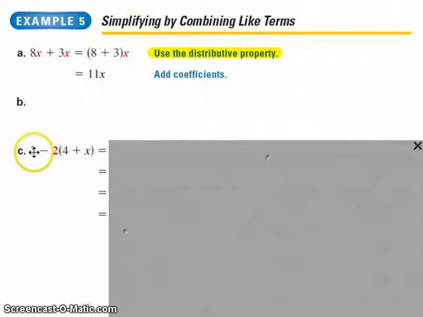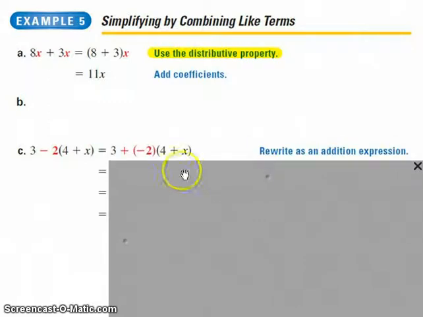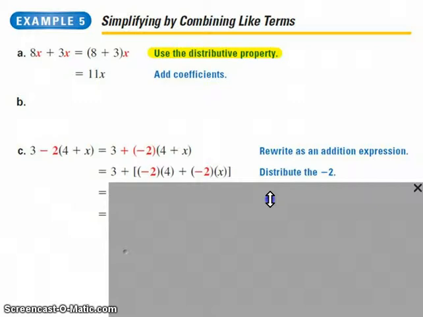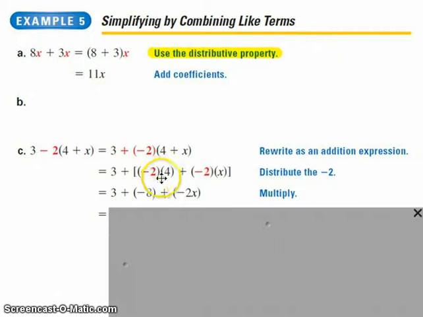This 3 dangling off to the left is not going to come into play until the very end of the problem. The first step that I'm going to have to take is to apply that distributive property. I'm going to have to multiply, or distribute, that -2 to all the pieces inside. And so there it is. I'm distributing that -2 times both pieces, times the 4, and also separately times the x. And when I multiply -2 times 4, I get the -8. When I multiply times the x, I get -2x.